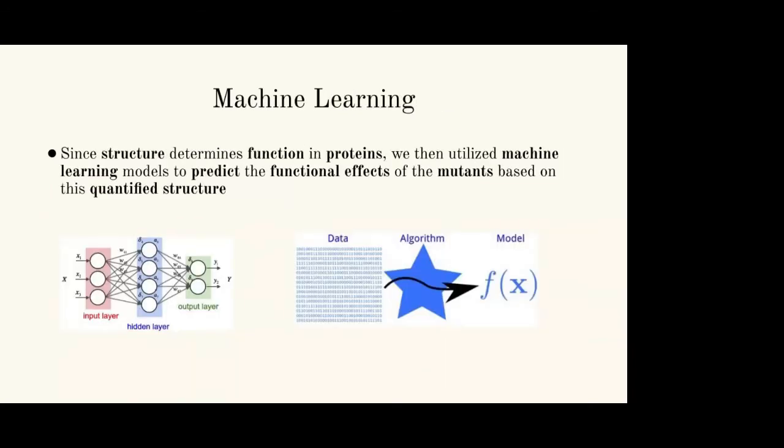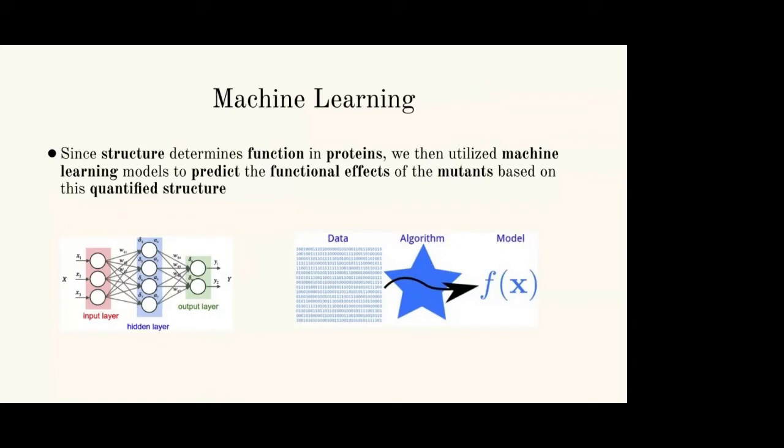And then the machine learning was also equally as important because basically based on the central dogma of molecular biology, which states that the structure of a protein determines its corresponding function. Because of that property, we were able to, from this computational mutagenesis technique, then utilize machine learning models to predict the functional effects of those RAS mutants based on those quantifications and energy scores.